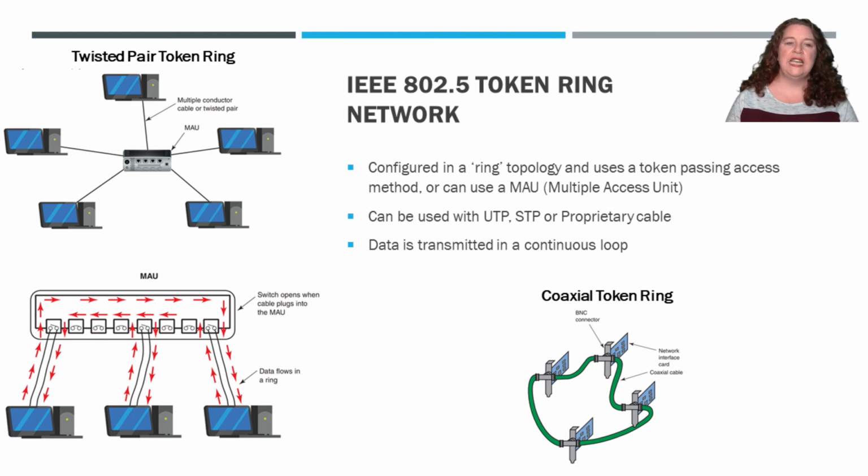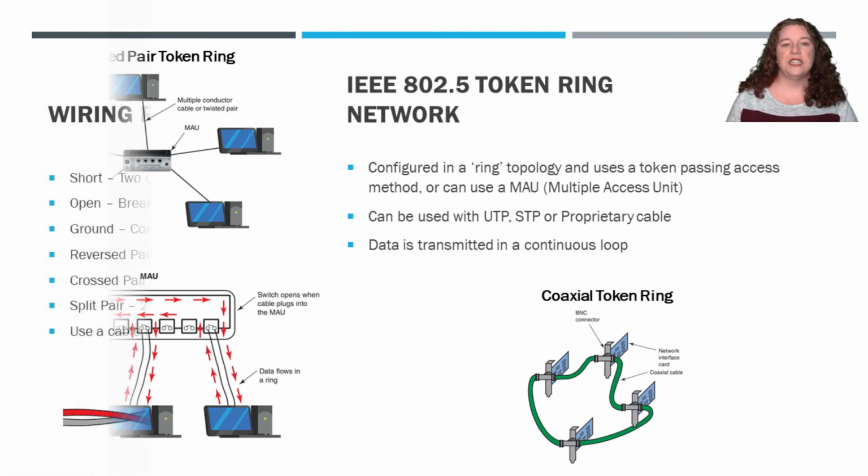And you can see if something is plugged into the MAU, it goes around and then it goes down into that network and back, or that computer, and then back up. And it does this as long as it is in any individual port. If it is not in the port, it just goes straight through. So this allows data to be in a continuous loop. This can be used with either UTP, STP, so unshielded, shielded, or any specific proprietary cable.